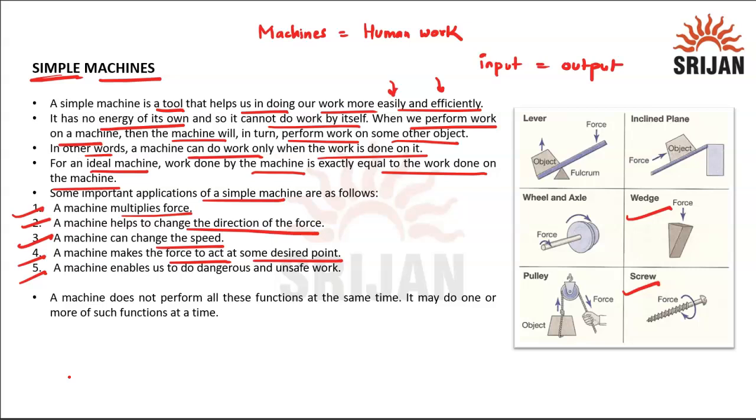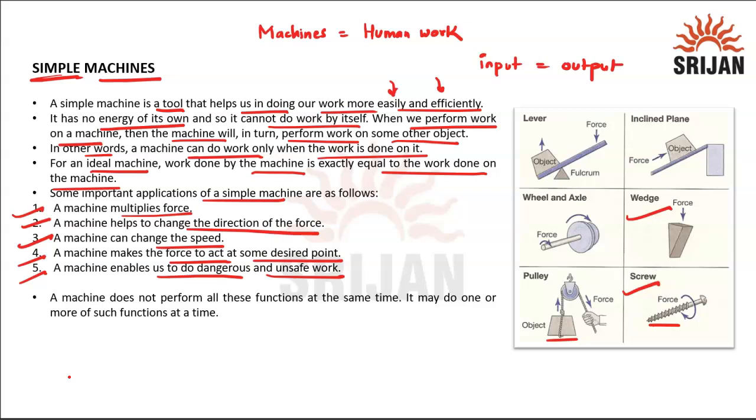And the fifth point is that a machine enables us to do dangerous and unsafe work. Again, if you think you can take a piece of wood and use it like a screw, that would be very dangerous. If you lift any heavy object by yourself, you might drop it and it can hurt you as well. So a machine helps you do dangerous and unsafe work.